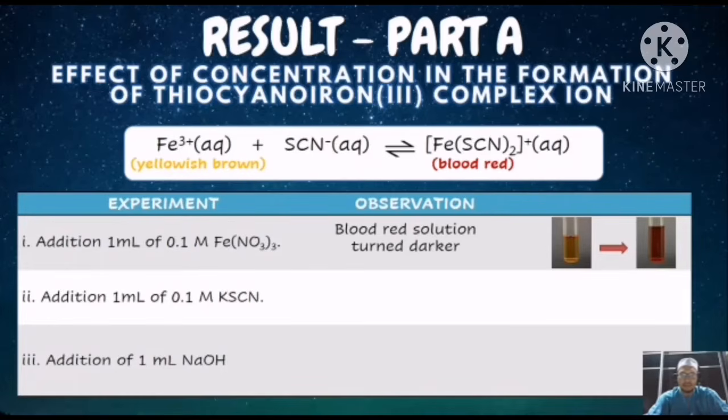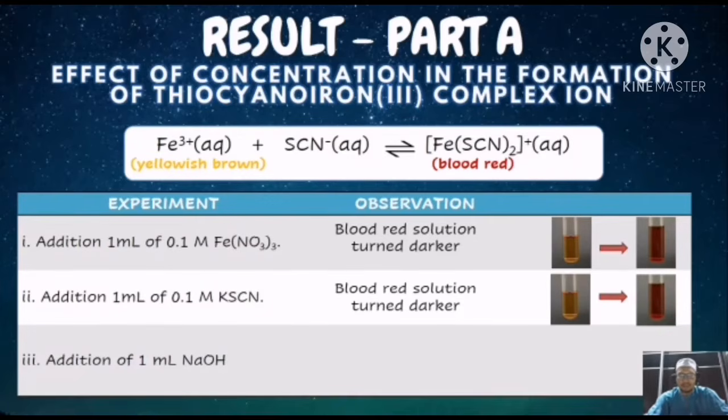And when we add 1 ml of 0.1 molar potassium thiocyanate, the observation is that the blood red solution turns darker. And the last one, when we add 1 ml of sodium hydroxide, our observation is that the blood red solution turns yellowish, brown and rusty.